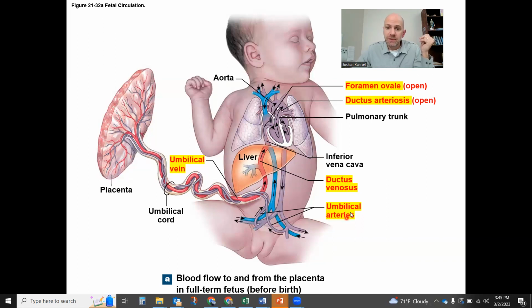The umbilical arteries and umbilical vein go together. So it's really three structures in the baby, and then there's the umbilical cord, which contains two umbilical arteries and one umbilical vein. The umbilical arteries come one off of each common iliac artery. That's why there's two of them, because they're connected at the common iliac.